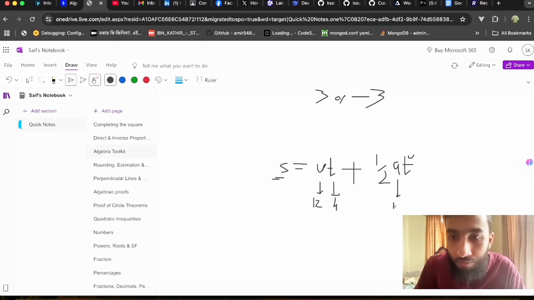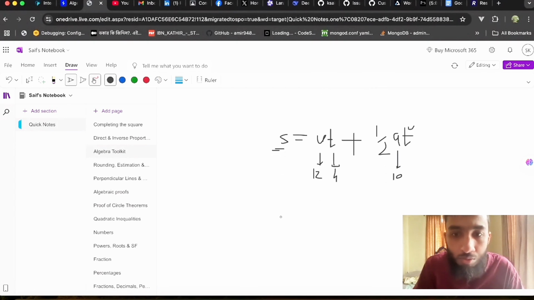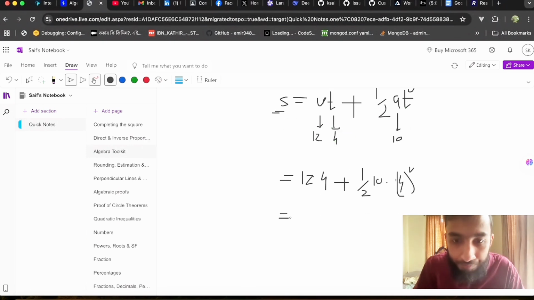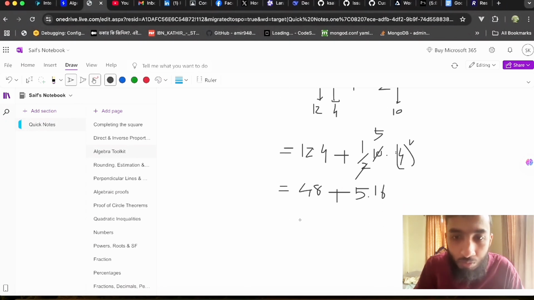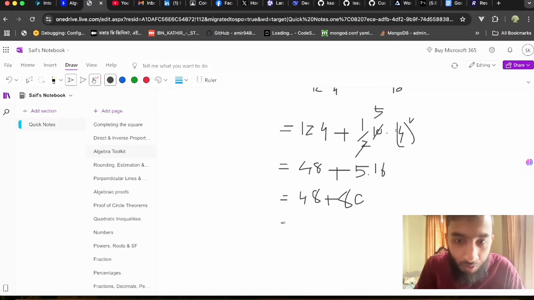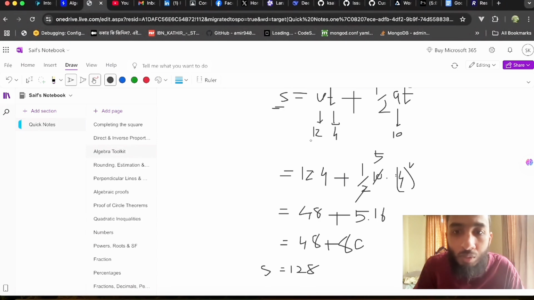So you have to figure out the value of s. So u is 12 multiplied by t is 4 plus half multiplied by a is 10 multiplied by t is 4, the square of 4. So this is 48 plus half into 10, which is 5. So it's 5 multiplied by 4 square, which is 16. So this is 80. 48 plus 80 is 128. So this is the value of s when u is 12, t is 4 and a is 10.